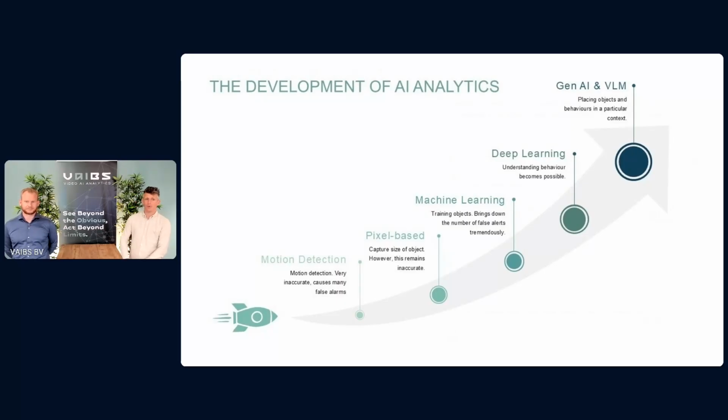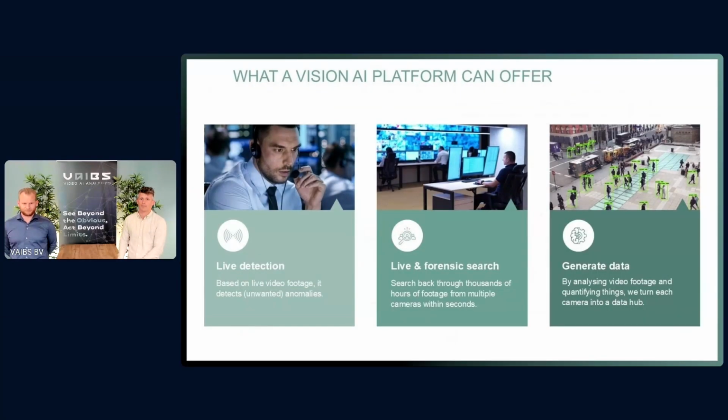So when we started with motion detection and pixel-based detection, we now see that we really take the step to understanding behavior and understanding the context of what is happening in the field of view of the camera. And when we take this technology to a platform-based solution, we can say that it can be used for three purposes, or that it consists of three pillars. The first one is live detection.